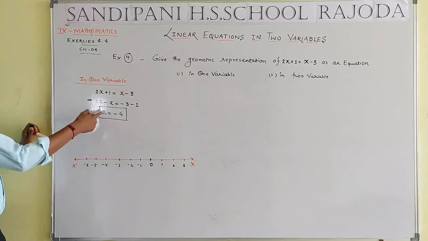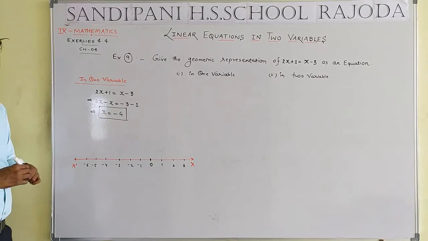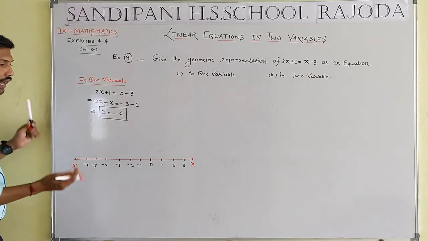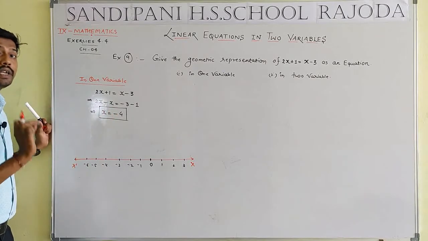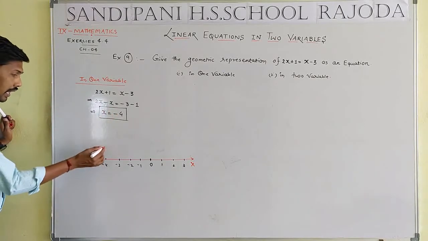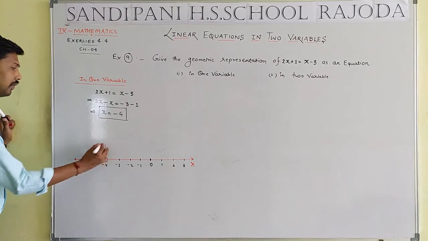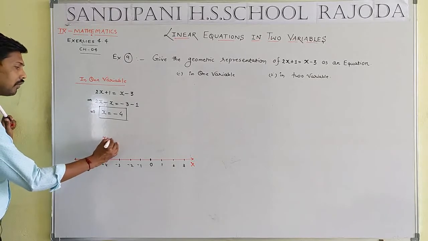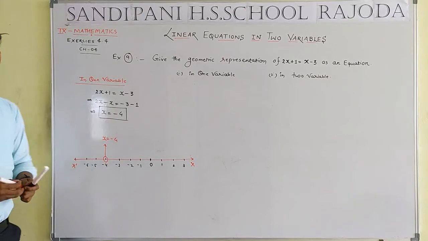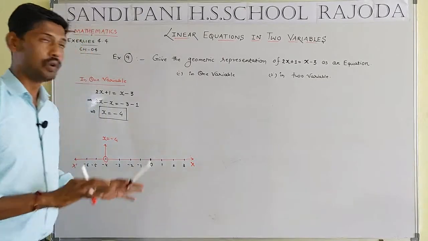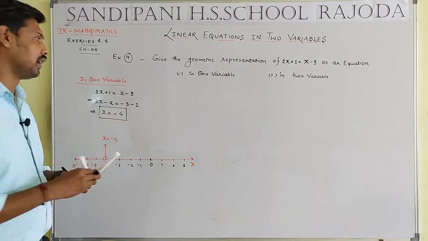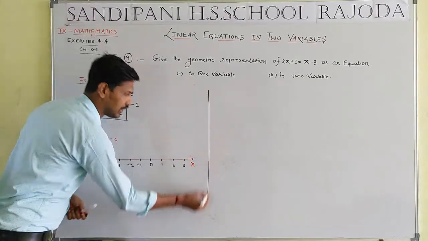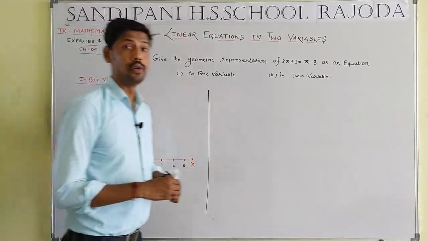Student, now x will be equal of -4. The value of x will be equal of negative side 4. That means x will be here. We defined x will be equal of minus 4. This is a geometrical representation based on one variable. Now we taking the second part of question in a two variable.